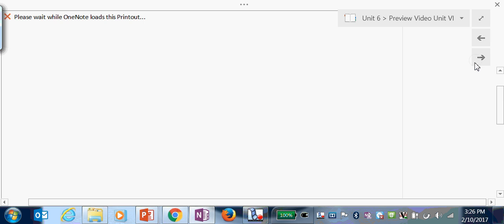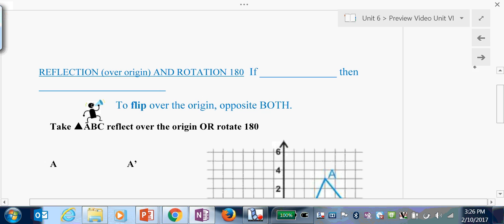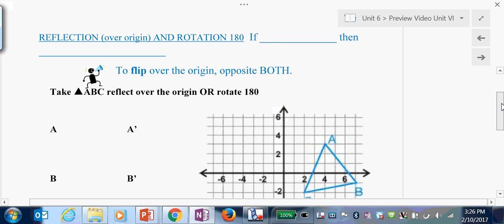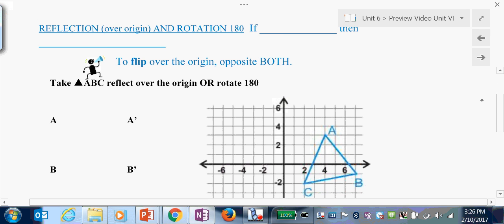Okay, last one. We're going to reflect over the origin and rotate 180. Guess what? It's the same thing. You'll understand why it's the same thing in just a moment. And this one's actually very easy. This is the easiest rotation. It's also the easiest reflection.